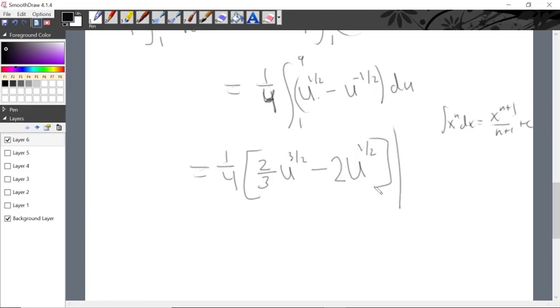And now the bounds. We have u is equal to 1 and u is equal to 9.